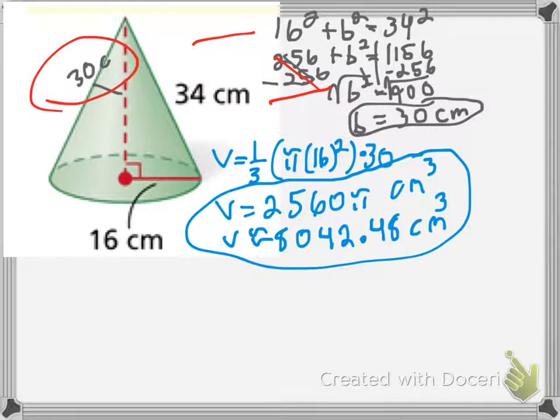Alright, plug that into our volume formula. 1/3 pi r squared, where our radius is 16. Now, we could have found the area of the base first, or we could just put it in here. Either way, I'm finding the area of the base, which gives me volume equals 2,560 pi centimeters cubed, or approximately 8,042.48 centimeters cubed.